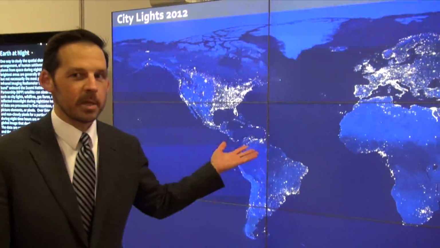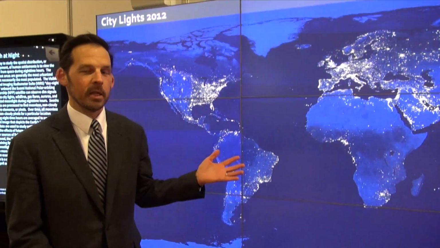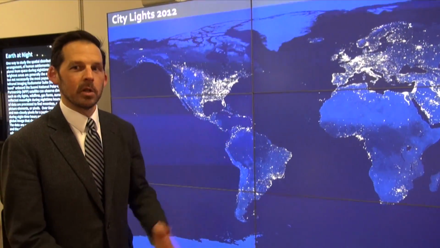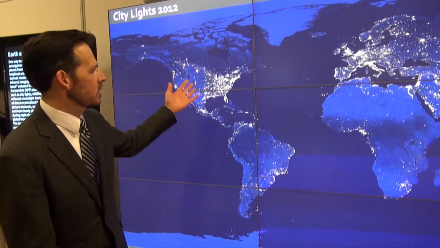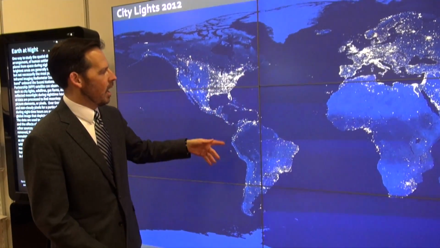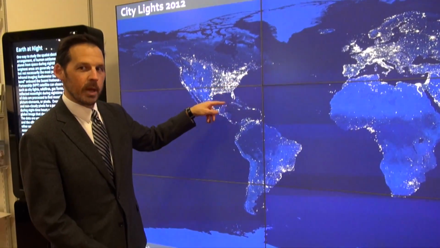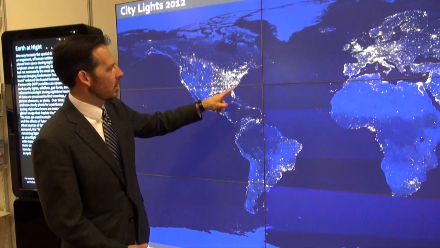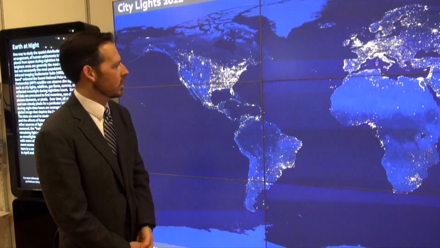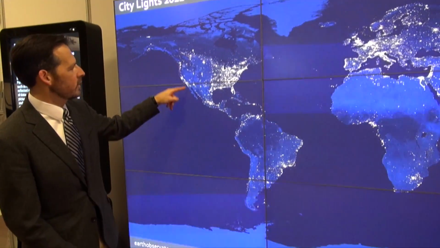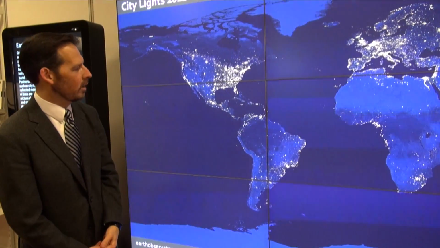This is a composite image gathered from many satellite images of what the Earth looks like at night, so on the dark side. So you can see that these are city lights most of the time, and you can see on the east coast of the U.S. going from Boston all the way down to Richmond and Washington D.C., and you can even see some of the cities on the west coast as well.